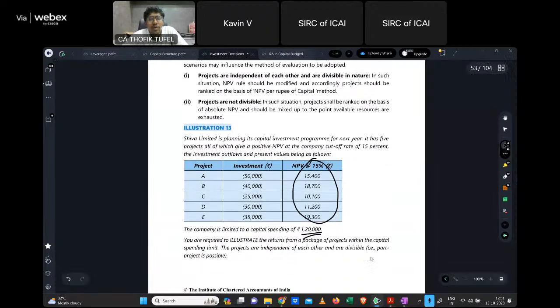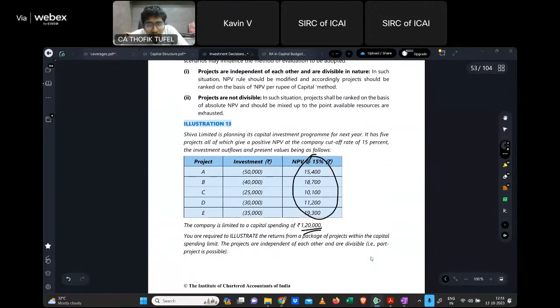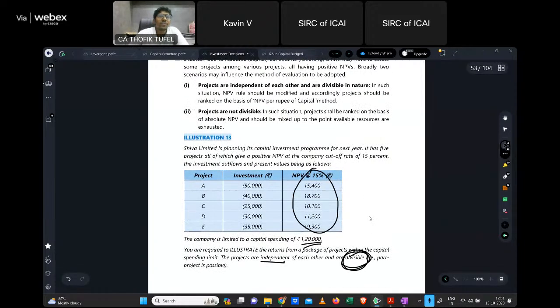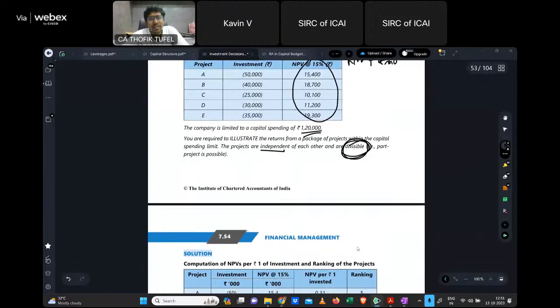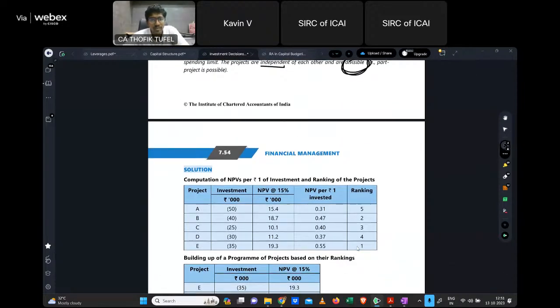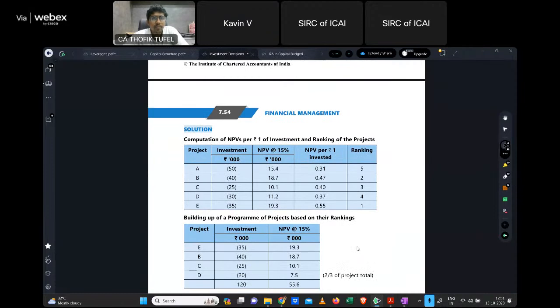So what you have to do here is illustrate, with the projects independent of each other and divisible. They are divisible, so part projects are possible. First step, find out the ranking. How will you find out the ranking? The table: project, investment, NPV, then NPV per rupee of investment. Or you can even put NPV percentage, but in the exam it is NPV per rupee invested. It will be 31%, 47%, NPV per rupee invested, the logical way.